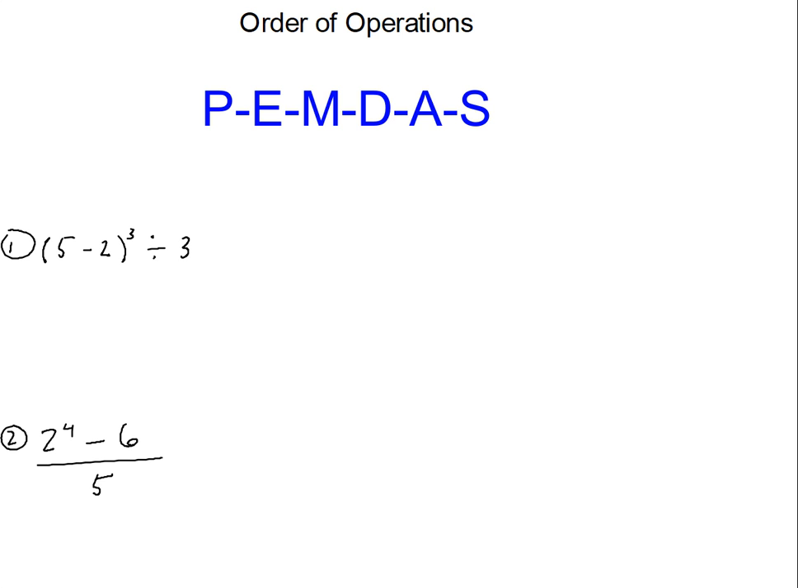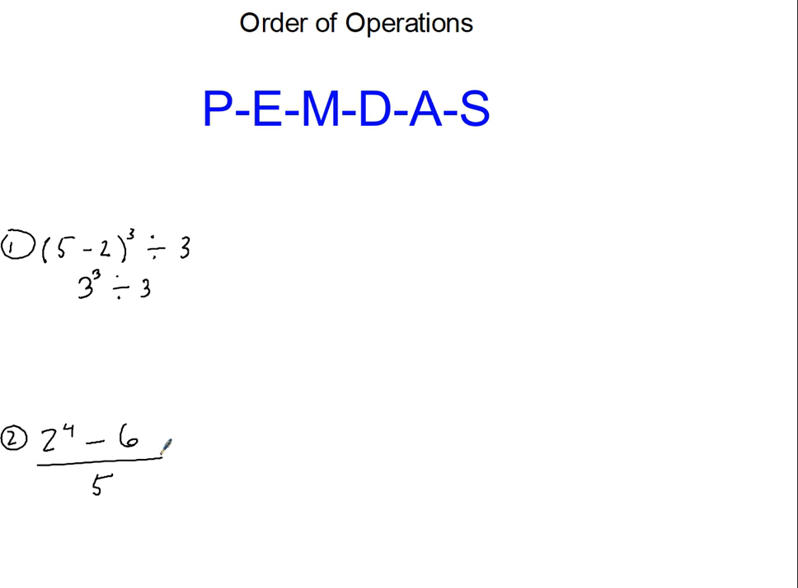All right, let's go ahead and get started with a few questions. We have 5 minus 2, to the third power, divided by 3. All right, so we do see some parentheses here. I see 5 minus 2, which of course will give us 3. I'm going to go ahead and rewrite this. This is going to become 3 cubed, and then this is going to be 3 cubed divided by 3.